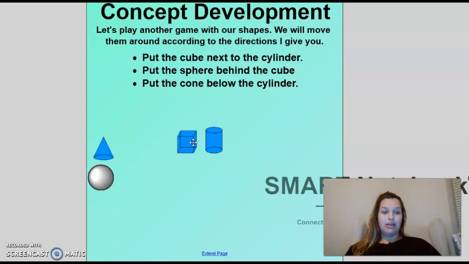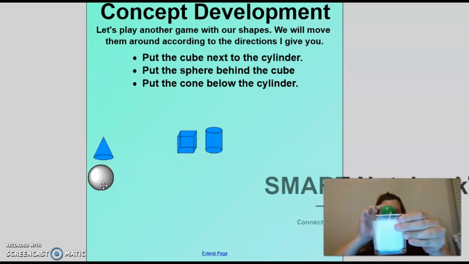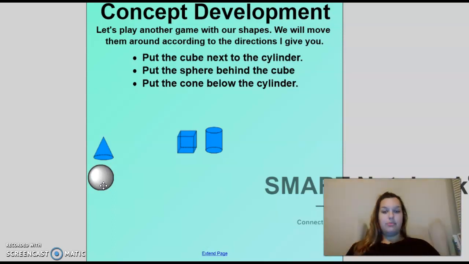Now we need to put the sphere behind the cube. Behind. What does behind look like? Does it look like this? Behind. So we need to put our sphere. Does our sphere have curved lines or straight lines? Curved lines. So it must be this one, right? Yeah. We have to put it behind the cube. So watch. Here's my cube. I'm going to put my sphere behind my cube.